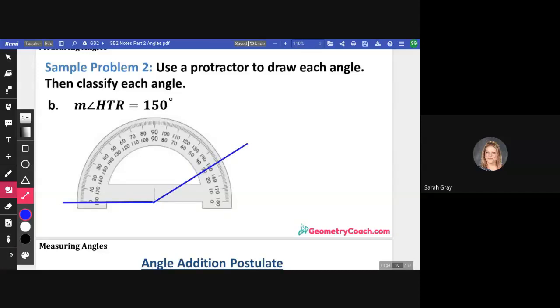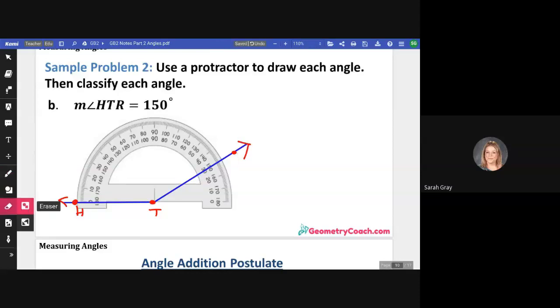There's a 150 number that makes an obtuse angle, but there's also 150 that makes an acute angle. But 150 is greater than 90, so this would be obtuse. And then we're labeling here, the H and the R don't matter, but that T is the vertex.